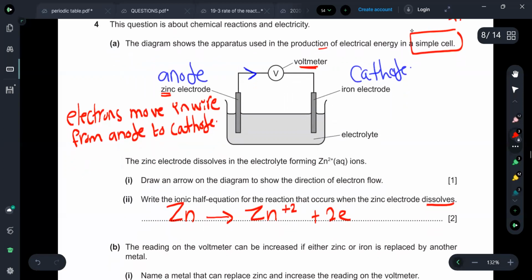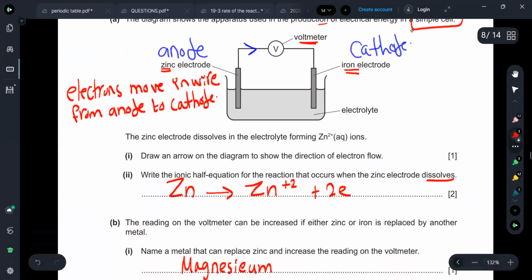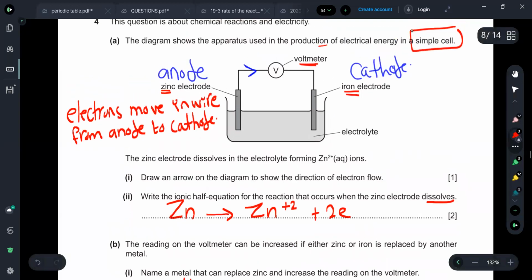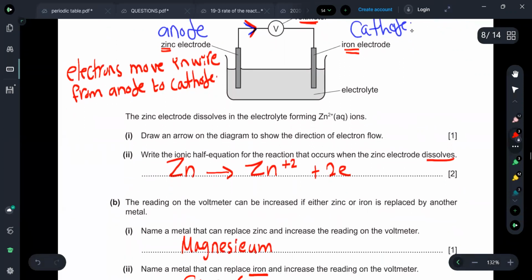The more reactive metal will be the anode, and the less reactive one will be the cathode. The zinc electrode dissolves in the electrolyte, forming zinc ions. So draw an arrow on the diagram to show the direction of electron flow. Electron flow is always from anode to cathode in the wire, so draw the arrow like that, from anode to cathode.